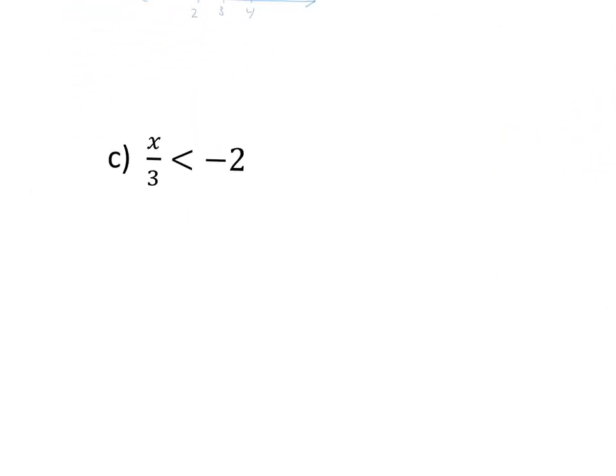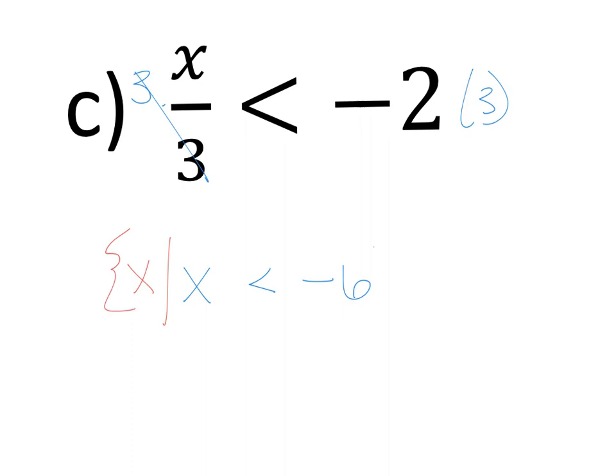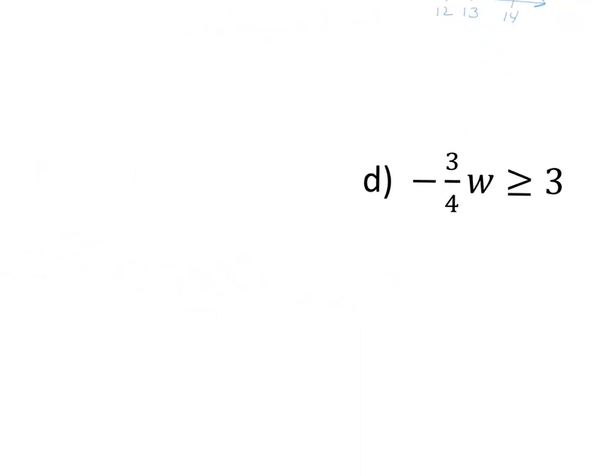Okay. All right, so now on this guy, we're going to multiply both sides by 3. So multiply this by 3 and have it cancel. Multiply this side by 3. So x is less than negative 6. Again, set builder notation. And I'm going to go ahead and start skipping the graphing just for right now, just to save some time. Okay? All right, so let's go to the next one here.